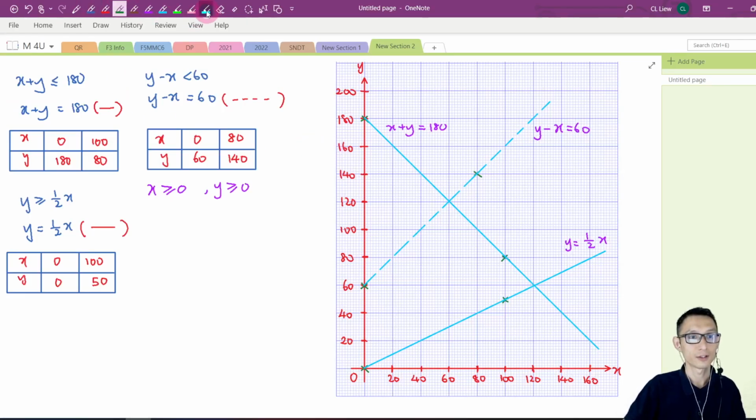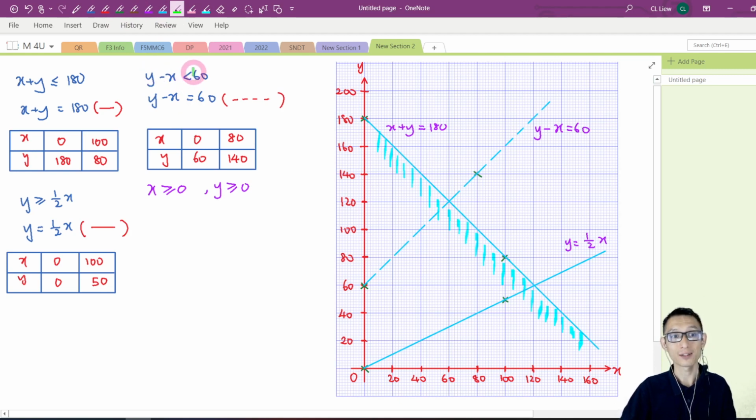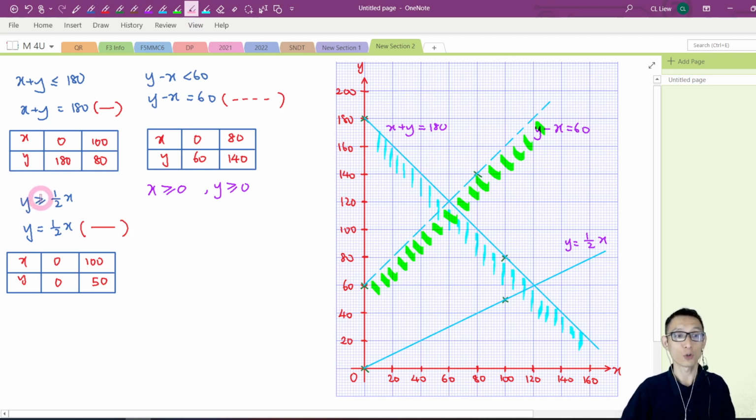Okay, now x plus y less than or equal to 180, less than or equal to, which is over here. I just make some marking first. How about this one? Y minus x less than 60, which is over here. Okay, last one. Y is greater than or equal to 1 over 2x, which is over here.